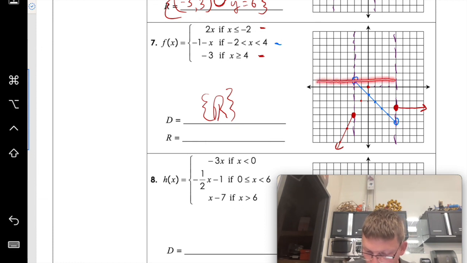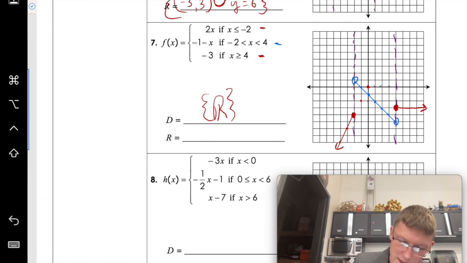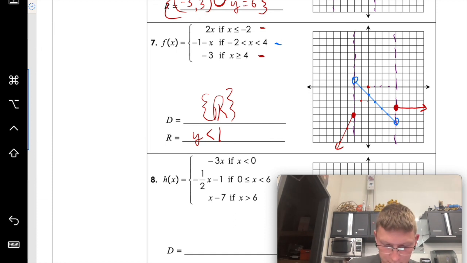It starts here, but it does not include this value because it's an open circle. So I could write something like y is less than 1. So then we keep going down.